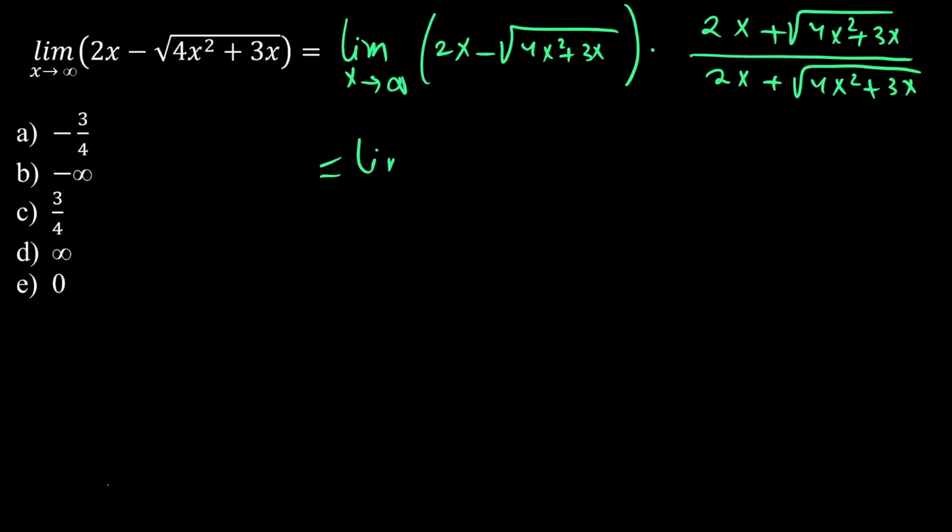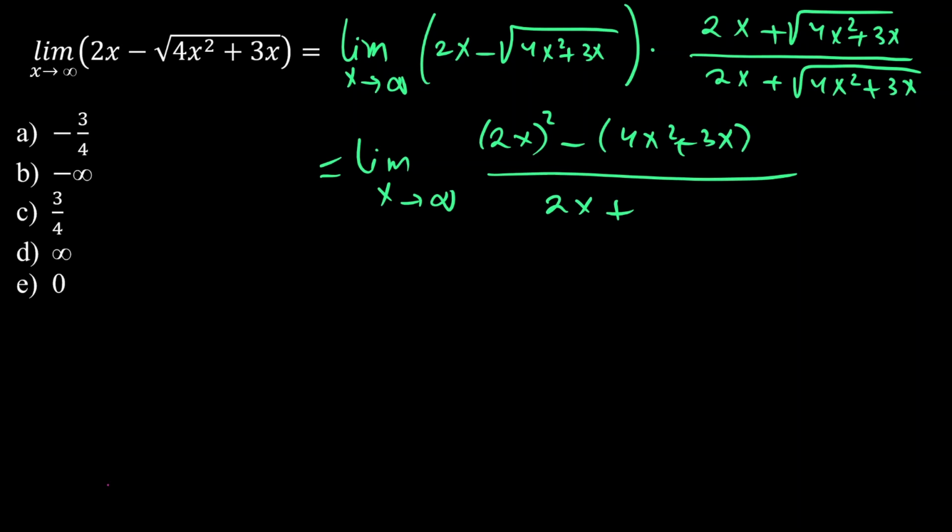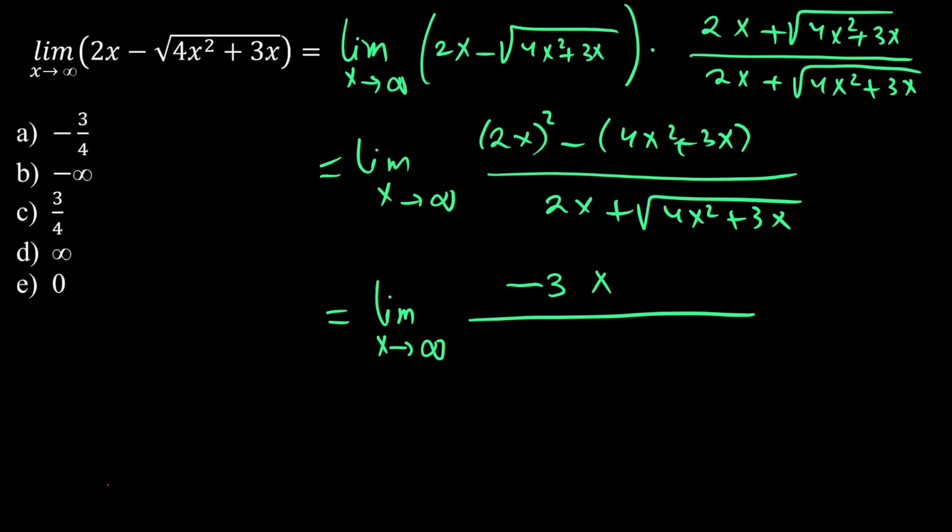So this is equal to the limit as x goes to infinity. In the numerator it will be the square of 2x, so this is 4x squared minus the square of the square root, so this is going to be 4x squared plus 3x, and the denominator will remain as is, which is 2x plus the square root of 4x squared plus 3x. So in the numerator it should read minus 3x divided by 2x plus now the square root of 4x squared plus 3x, and I'm going to take 4x squared as a common factor. So this is going to be 1 plus 3x divided by 4x squared.